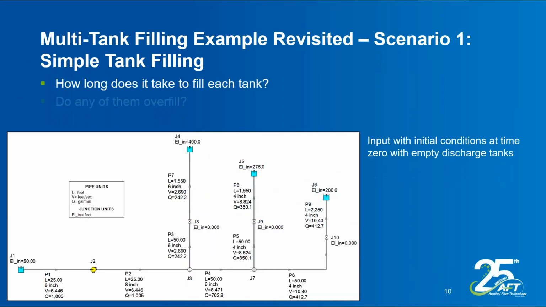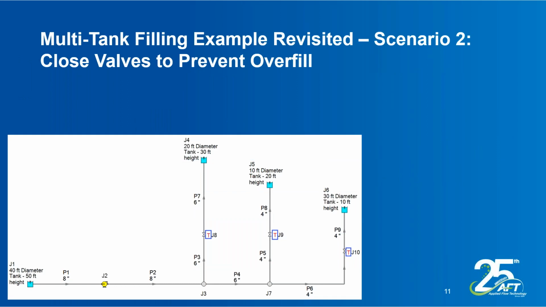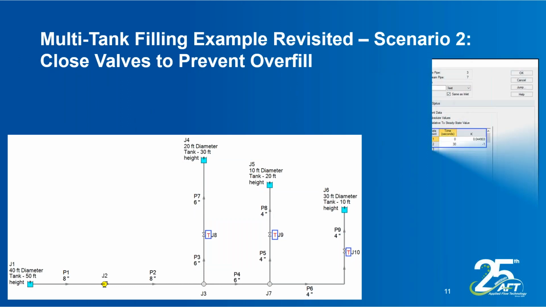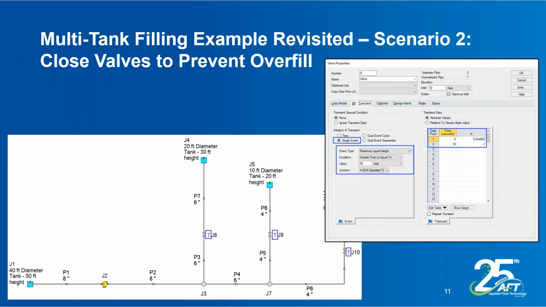Scenario number 2 is I want to close the valves to prevent overfilling for any of the tanks. So what I have done is for each of these valves, I've defined a transient. So this is for this particular valve right here. So I have an event transient, which I want my valve to close if a certain criteria is met. This tank is a 30-foot high tank.